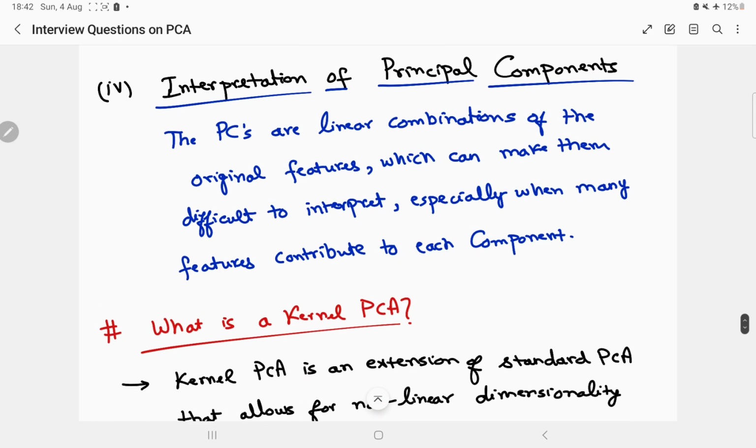The fourth one is interpretation of principal components. The principal components that you have are linear combinations of the original features, like we have discussed many times in this video above. And this can make them difficult to interpret, especially when your dataset has many features that are contributing to each of the components. So the interpretation of the principal components might be another limitation or challenge which you might have when you are doing this PCA analysis.